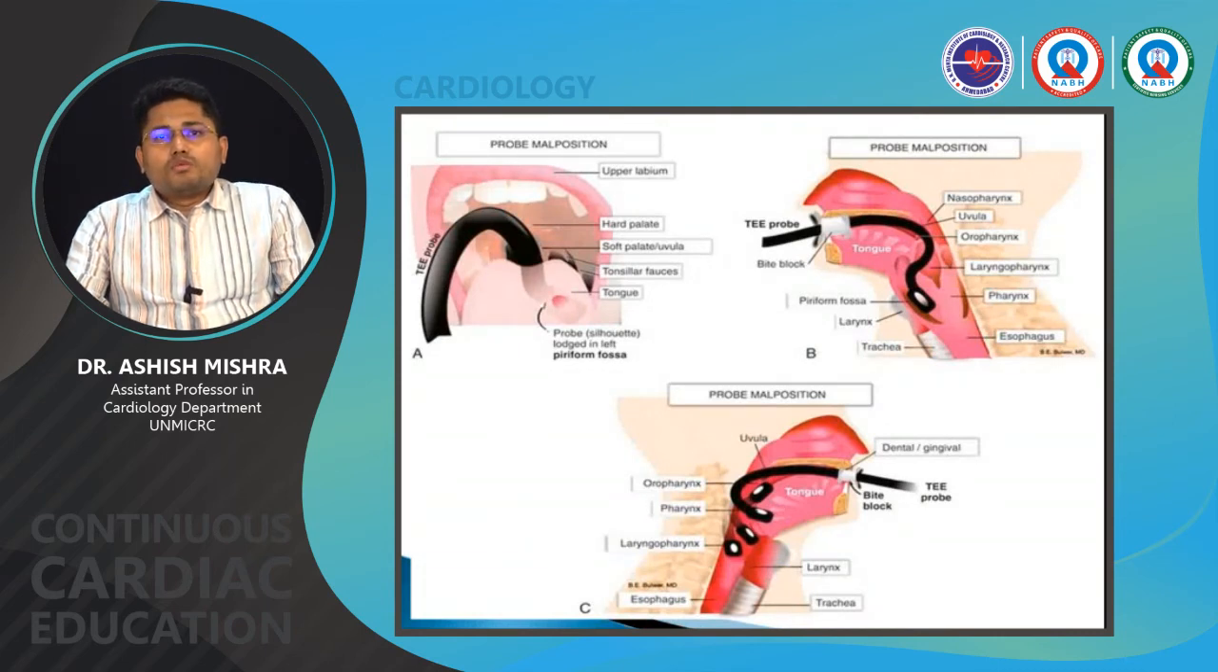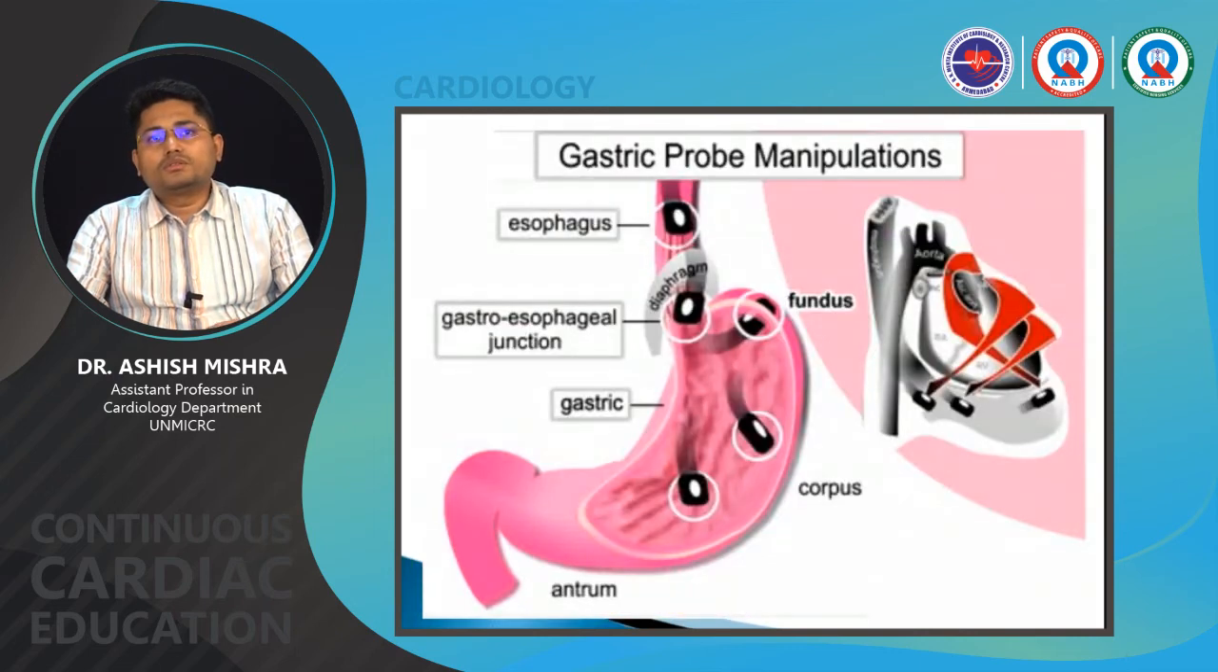These are some of the probe malpositions which lead to injuries at various levels. While introducing, the probe can go into the piriform fossa. It can go very well into the laryngopharynx, or it may even get captured in the oropharynx due to acute anteflexion of the probe. So one should be aware: when the probe is not advancing, one should check for these probe malpositions.